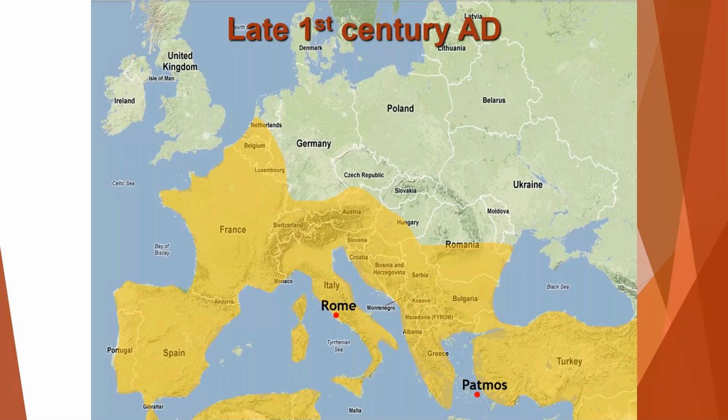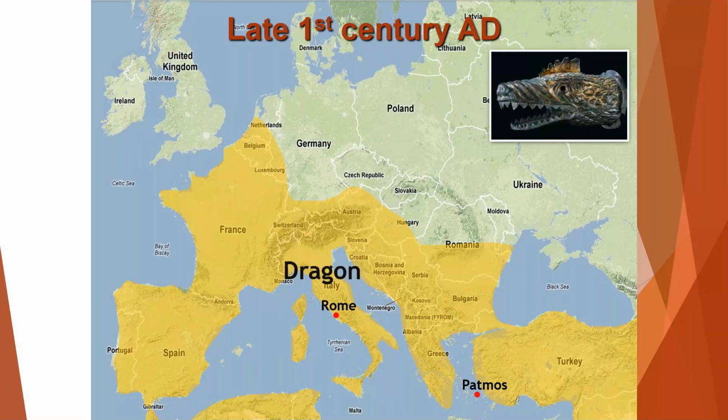Okay, so here we are. This is the Roman Empire in the late 1st century AD, the power of the kingdom of the serpent at the time. Off the map down here is the land of Israel, where the people of God are. But that's the territory that's dominated by the Roman Empire. We've got John over here on Patmos, and this is the kingdom of the dragon.